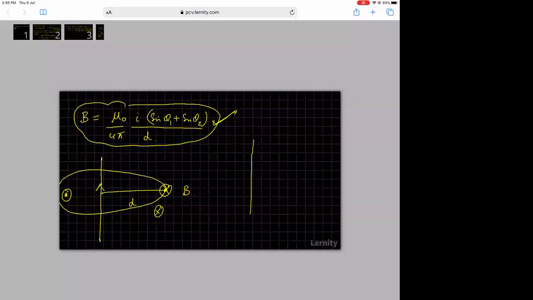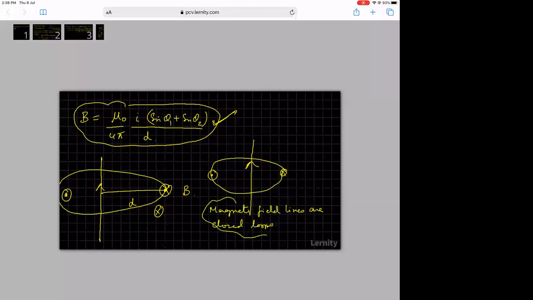So if this is a wire, and the wire current is going this way, on one side the magnetic field is inside, and on the other side the magnetic field is outside. So the magnetic field goes this way. Magnetic field forms circular loops around the wires. Unlike electric field lines which are not closed, magnetic field lines are closed. Electric field lines are not closed loops, but magnetic field lines are closed loops.